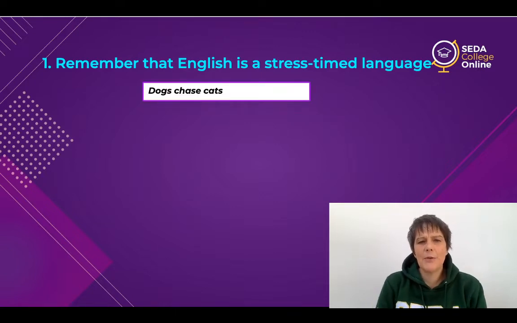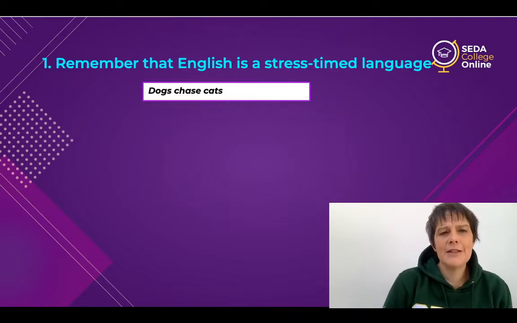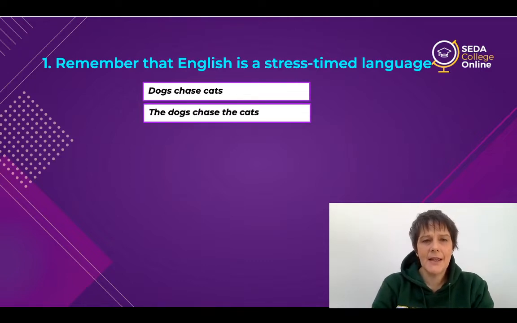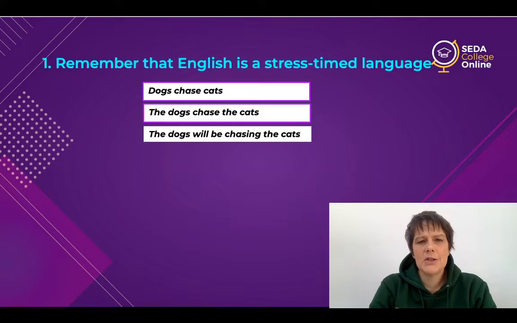So I just want to give you 3 sentences. The first one is dogs chase cats. The second one is the dogs chase the cats. And the third one is the dogs will be chasing the cats. And I want to make the point that when I read these 3 sentences, they sound very similar and they take more or less the same amount of time to say.